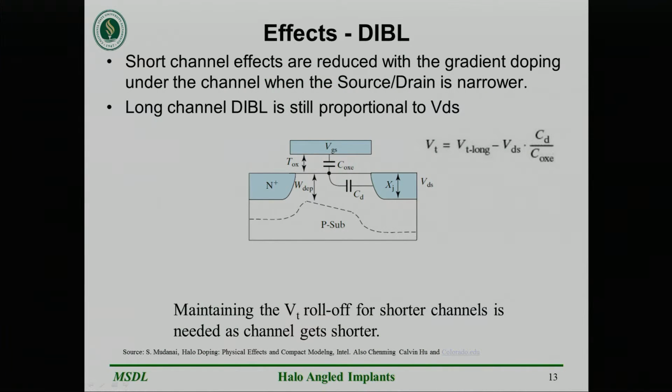Recall that DIBL is drain-induced barrier lowering, and it occurs when the channel is so short that the electric field from the drain helps the gate attract carriers into the channel, effectively lowering the threshold voltage. The drain can lower the source-channel barrier and reduce VT.